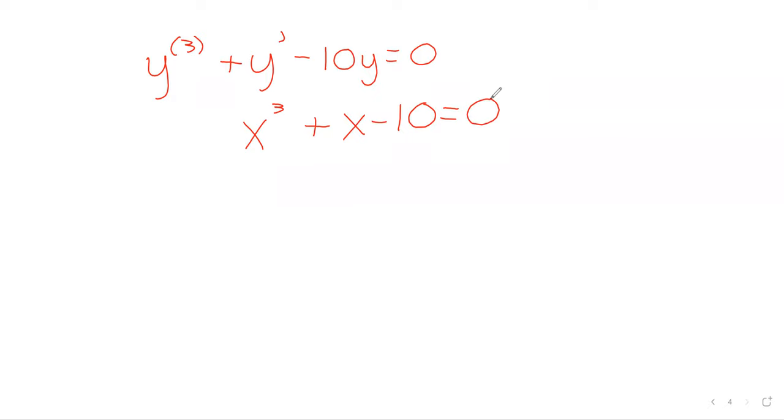And offhand, I have no idea what these roots are. So, I talked about using computer assistance. Let's just go to wolframalpha.com and see if this can help me. x cubed plus x minus 10 equals 0. So we have now complex roots. We have a real root. 2 is our root, and then we have negative 1 plus or minus 2i.